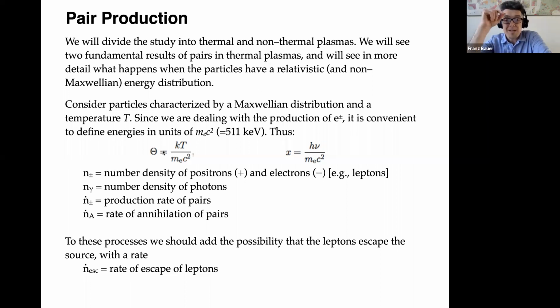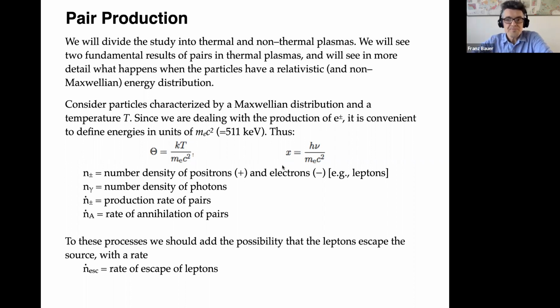So let's first consider the Maxwellian distribution. So we have a temperature of the system. So the electrons are with a temperature T. And we then have some photon field as well. And so we want to look at the production of the positrons and electrons. And so we can redefine everything in terms of the rest mass of the electron, right? So the temperature of the system can be defined as a ratio of the rest mass, which is capital theta here. And then the energy of the photon can be redefined as a function of rest mass as x.